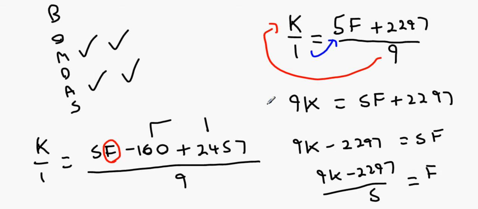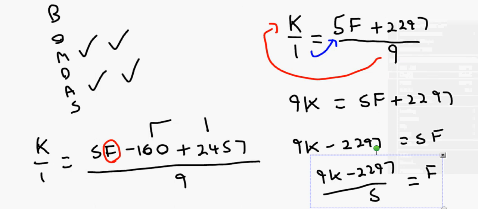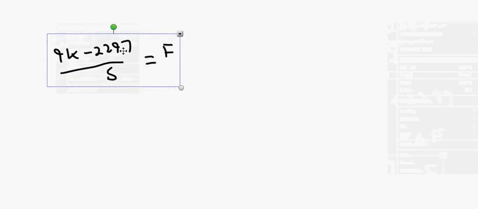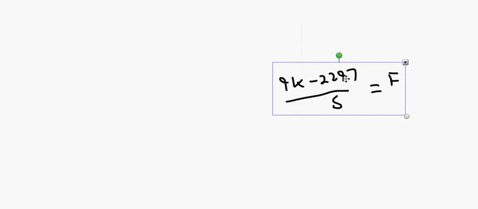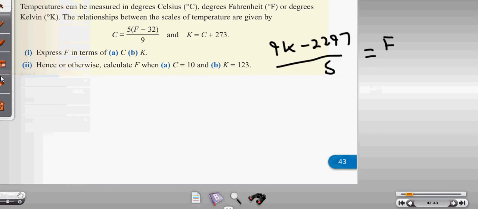Okay, so what we're going to do next is highlight this formula here, copy that, and paste it onto the next page. Now we're going to look at this formula and see how to do the next part. It's asked us, hence or otherwise, calculate Fahrenheit when Celsius equals 10 and Kelvin equals 123.